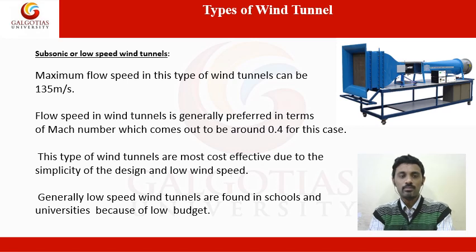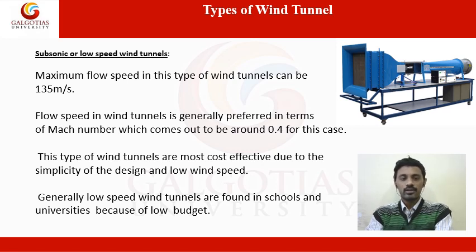As you can see in the image, this kind of low speed wind tunnel is also available in the laboratories of universities, where we have this kind of setup in our fluid mechanics lab as well. The maximum flow speed in this type of wind tunnel can be 135 meters per second. Flow speed in a wind tunnel is generally expressed in terms of Mach number, which comes out to be around 0.4 in this case. Mach number is another dimensionless parameter, like Reynolds number.